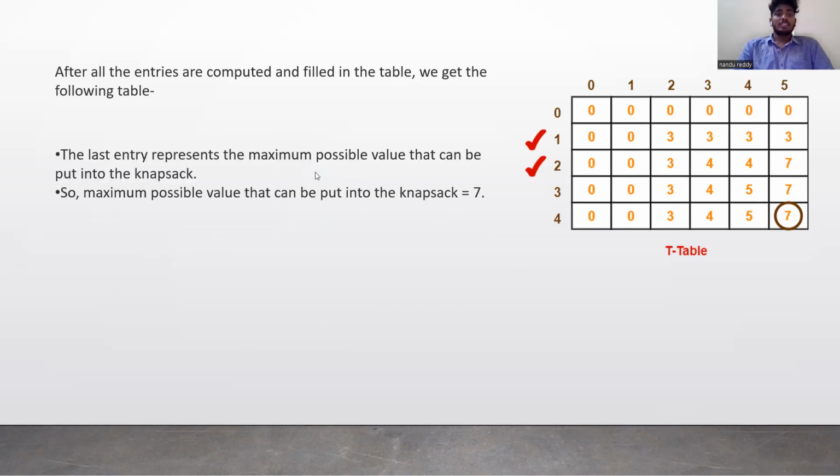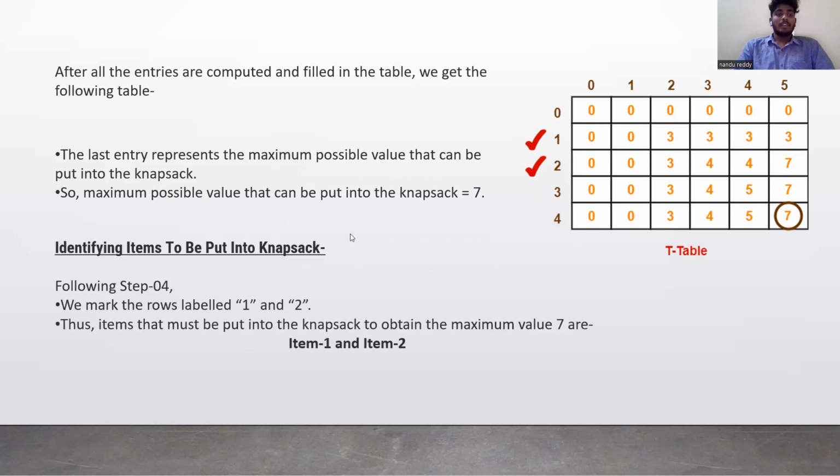The last entry represents the maximum possible value that can be put into the knapsack. So the maximum possible value that can be put into the knapsack is 7. This is the maximum value put in the bag. Identifying items to be put into the knapsack: following step 4, we mark the rows labeled 1 and 2. Thus, to obtain the maximum value 7, we should keep item 1 and item 2 in the bag.